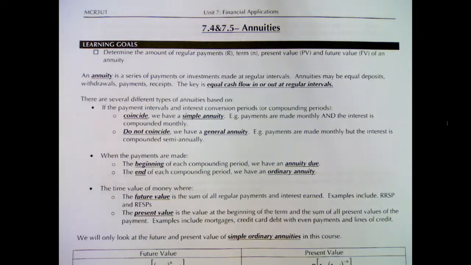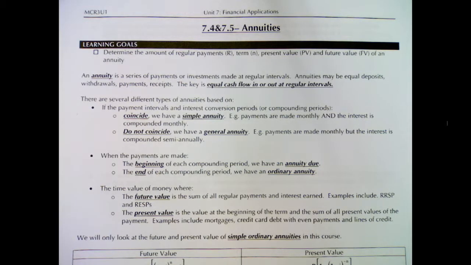Okay, this is lesson 7.4 and 5 about annuities. An annuity is a series of payments or investments made at regular intervals. Annuities can be equal deposits, withdrawals, payments, or receipts. The key is equal cash flow in or out at regular intervals. And regular just means consistently repeating at the same interval.